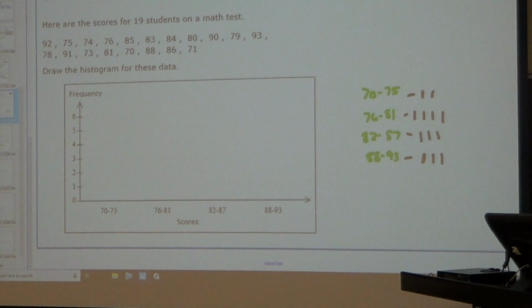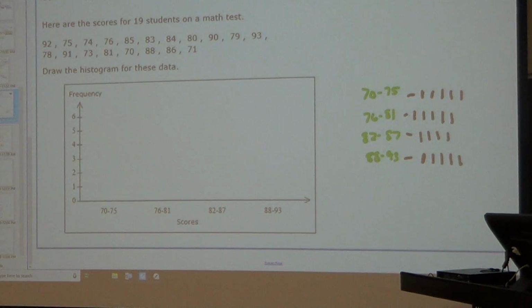78 goes there. 91 goes there. 73 goes there. 81 goes there. 70 goes here. 88 goes there, 86 goes there, 71 goes there. That way you don't have to sit there and go 70, 75, 70, 75, is it between 70 and 75? I don't know if it's between 70 and 75.